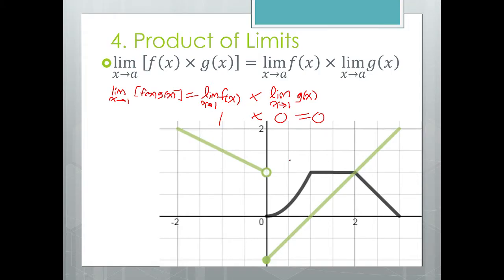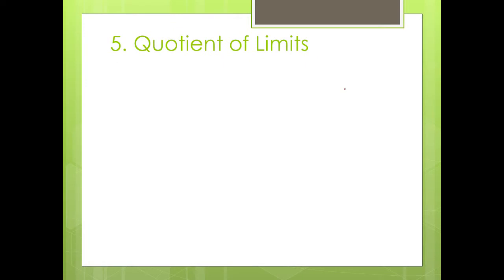Alright, so product of limits, you just multiply the limits together. We'll actually build on this definition a little bit tomorrow. We can expand the product of limits to give us a new rule. Okay, but that's for tomorrow. Alright, and lastly, we'll talk about the quotient of limits, because if we can multiply limits, then we can do the exact same thing with division.